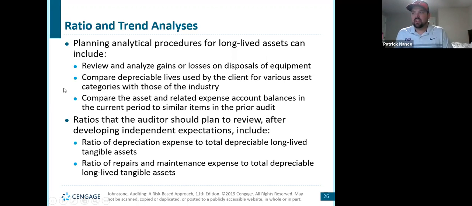Ratios the auditor should plan to review after developing the independent expectations include the ratio of depreciation expense to total depreciable long-lived tangible assets, and the ratio of repairs and maintenance to total depreciable long-lived tangible assets. And we'll compare those not only to industry, but we can compare them year to year for the individual client as well.